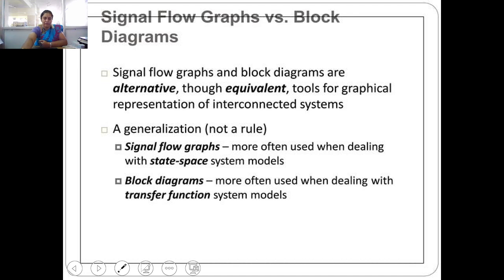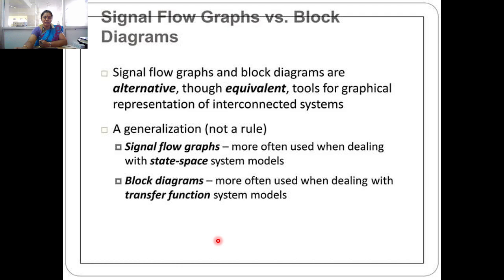And the difference between SFG and block diagrams: signal flow graphs and block diagrams are alternatively equivalent. That is, for a block diagram or SFG, we have to find out the transfer function, which is the Laplace transform of output over the Laplace transform of input. The output value to the input value is called the transfer function.